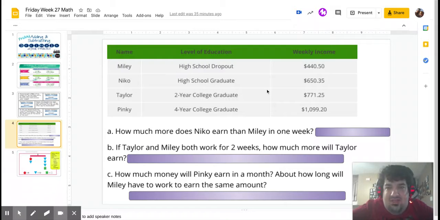So first you have to look at Nico. He makes $650.35. And Miley makes $440.50. So how much more does Nico make than Miley makes? So is that addition or subtraction? Yes, subtraction. It's not how much they're making together, it's how much more does Nico make than Miley. So that's just a simple subtraction problem.